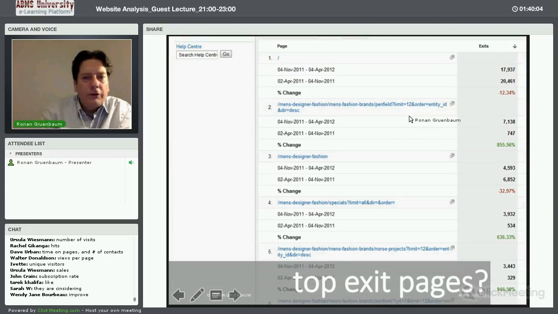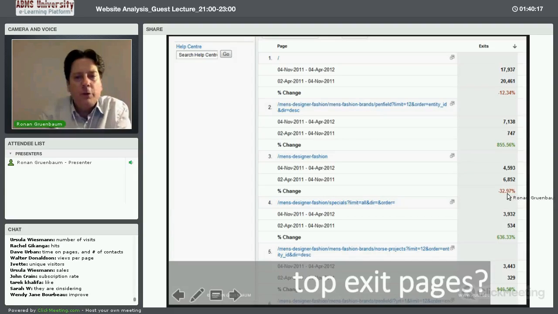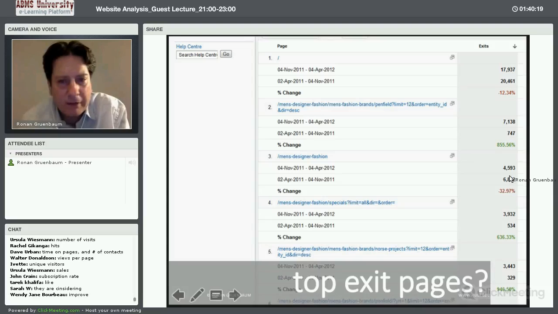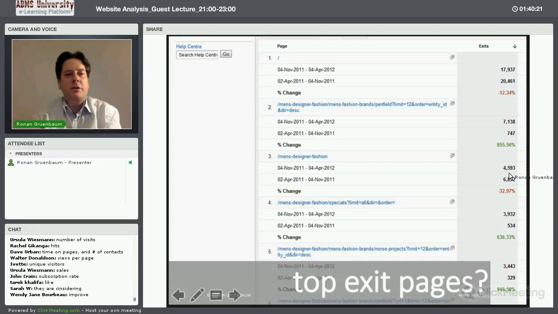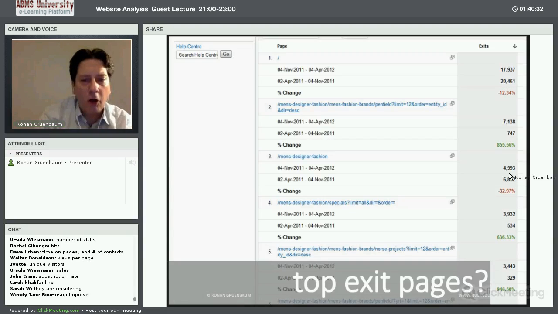So if you look now, you can see that the men's designer fashion has the percent change down. So there's actually fewer people leaving it now. Well, this was, as you can see, 3 years ago. So fewer people are leaving it, 32% down in the last 6 months compared to the first 6 months. So good. Whatever we did in the past is working. Fewer people are leaving our page now than used to, but we still have 4,500 people per month leaving on that page rather than another one. So we need to look at why that's happening.